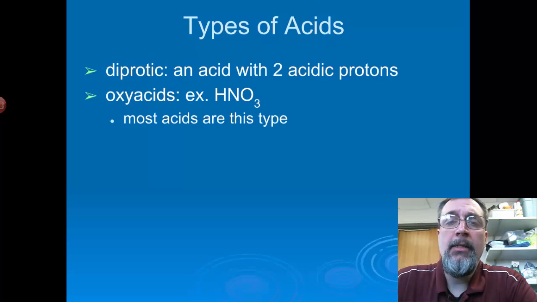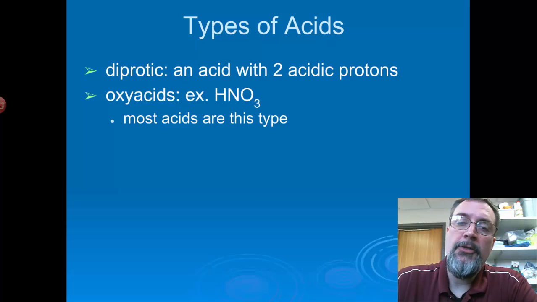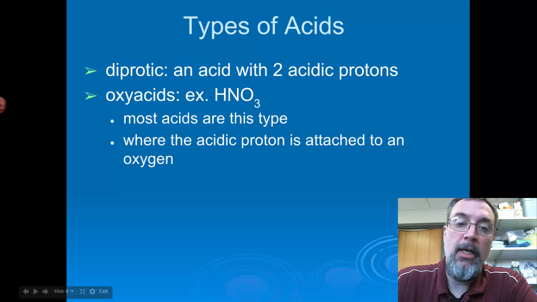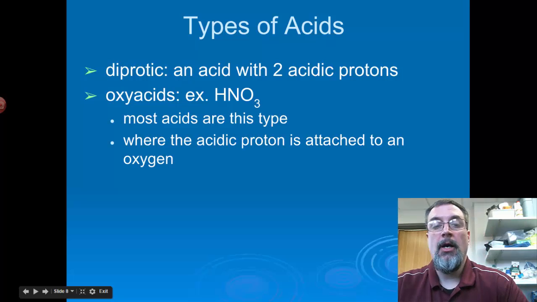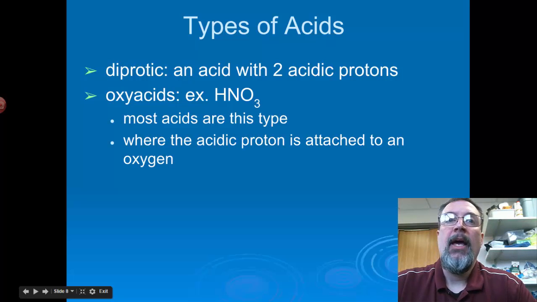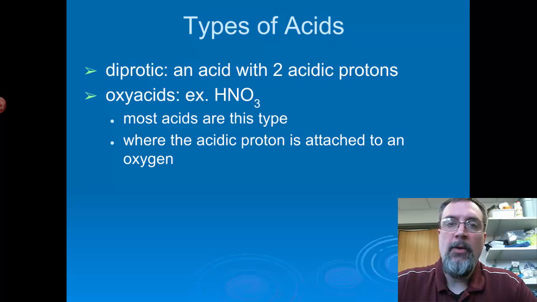Most acids are oxyacids, so HNO3. If you do the Lewis structure of HNO3, you'll see that the H is actually attached to one of the oxygens, and that's the case for oxyacids. The acidic proton is attached to an oxygen. That weakens the bond because of electronegativity. That weakens the bond between the oxygen and the hydrogen and makes it likely to come off. The hydrogen is an H+.